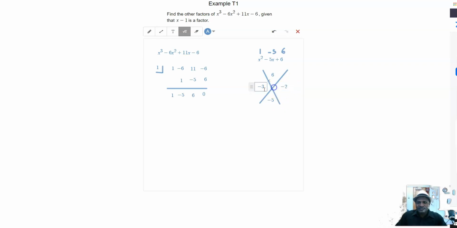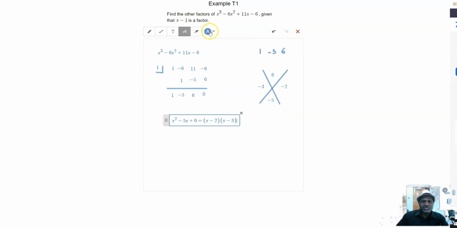So yeah, check and you'll see that that is true. If you add them, you get negative 5. If you multiply them, you get positive 6. So that means our factors are, and that's it. That's basically what the problem is. We can factor this polynomial here as x minus 2 times x minus 3.